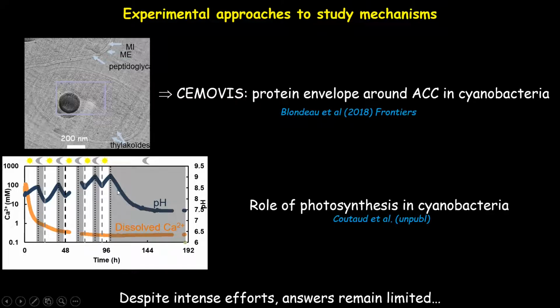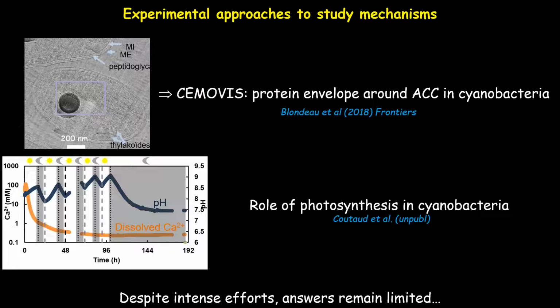We did also some cultures in the lab, and so we could observe the variation upon day and night. During the day, of course, the cyanobacteria are doing oxygenic photosynthesis. During the night, they are not. They are respiring on oxygen. And this goes with variations of pH of the solution. And we could observe that calcium is sequestered all the time, even during the night. But okay, and so on and so on.